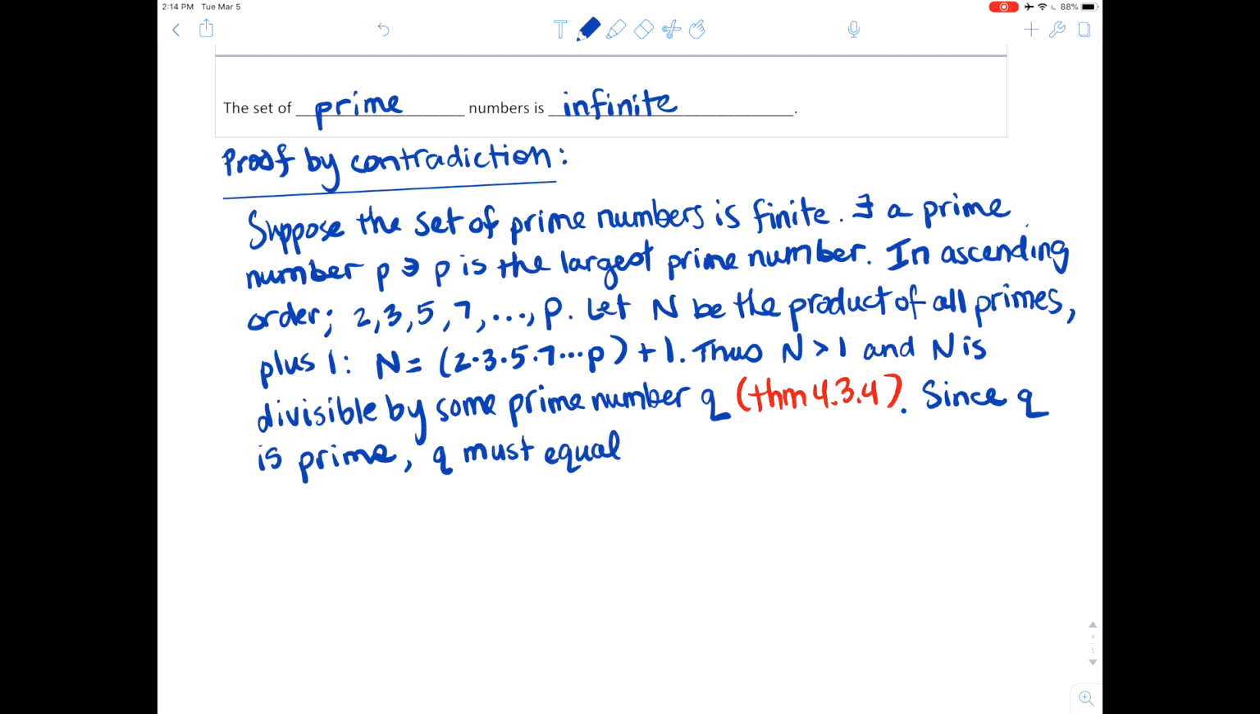We'll just say Q must equal one of 2, 3, 5, 7, dot dot dot, all the way down to P, right? It's got to be in that list somewhere, right? Well, if that's true, then what?